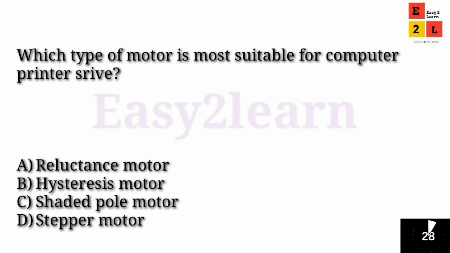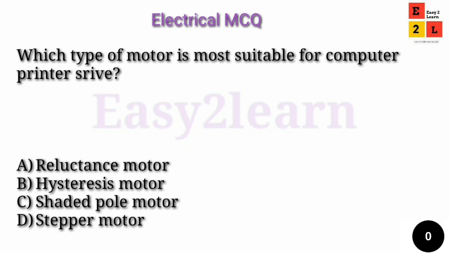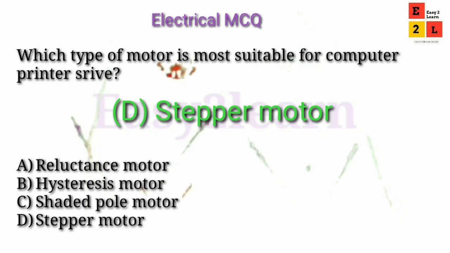Which type of motor is most suitable for computer printer drive? A, Reluctance motor. B, Hysteresis motor. C, Shaded pole motor. D, Stepper motor. The answer is D, Stepper motor.